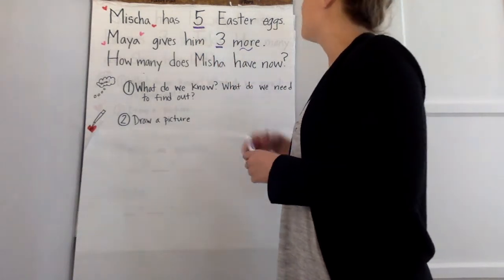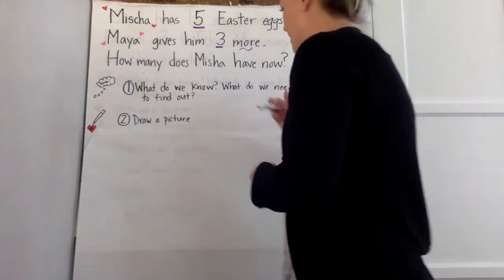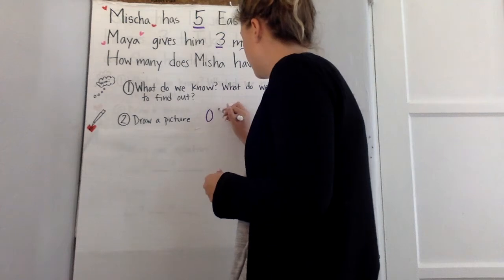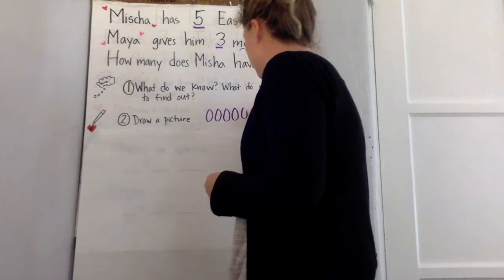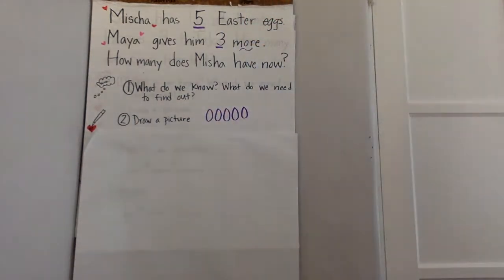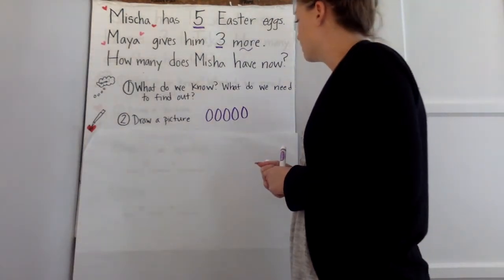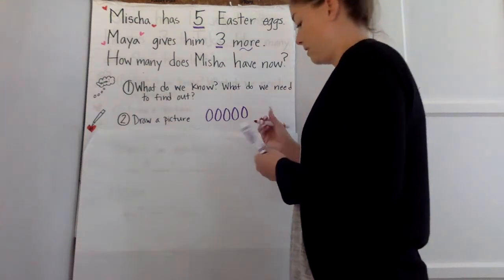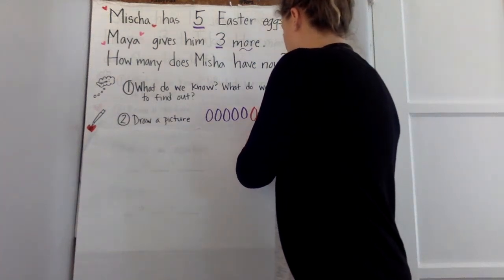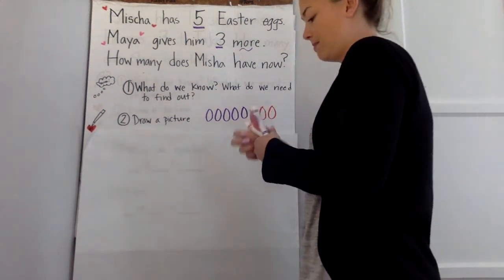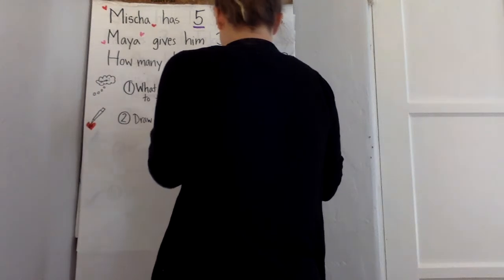So we know that Misha has 5 Easter eggs first. So what number am I going to draw first? I'm going to draw 5, okay? Ready? You can help me count. 1, 2, 3, 4, 5. Now, friends, what else? We know that Maya gives him 3 more. So I'm going to draw 3 more, okay? I'm going to do a different color. So I drew my 5. Now I'm going to draw my 3. 1, 2, 3. There is my pretty picture. You don't have to use colors if you don't want to. You're welcome to, though. I like to because it makes it a little easier for me to see. All right, let's move on down.